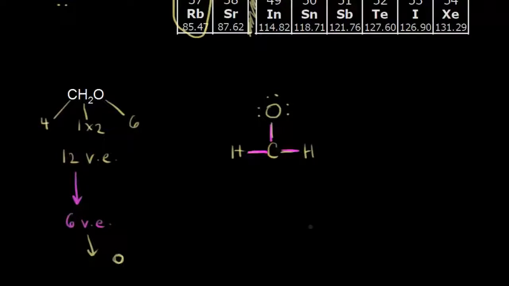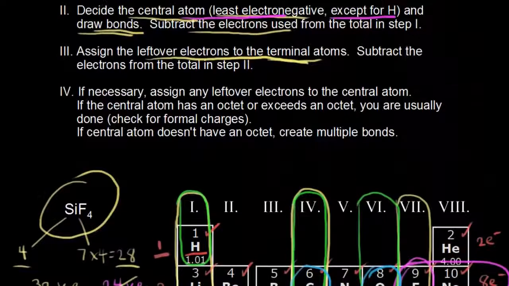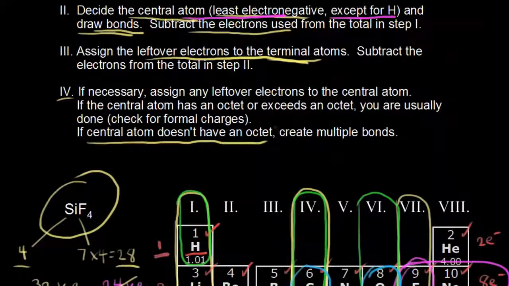However, we're not done with our dot structure here. So carbon actually follows the octet rule almost all of the time. And let's go back up here and let's look at step 4 here. So for step 4, if the central atom doesn't have an octet, and it usually does have an octet, you can give it an octet by creating multiple bonds.